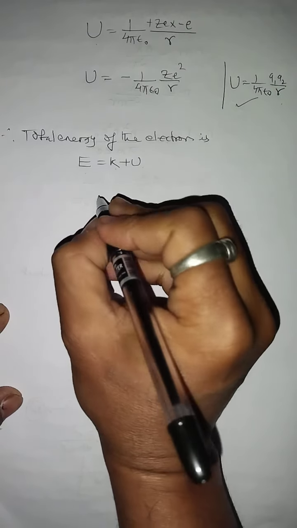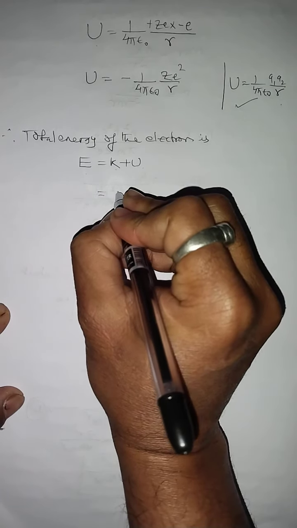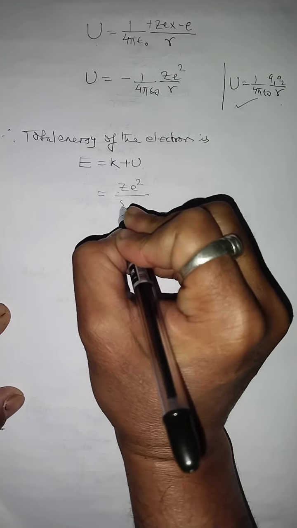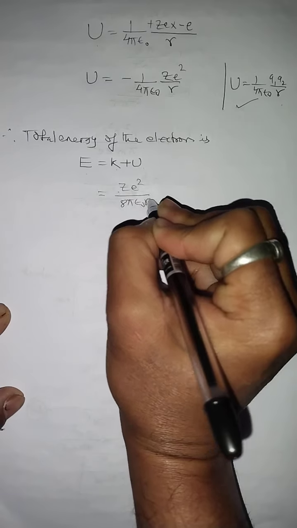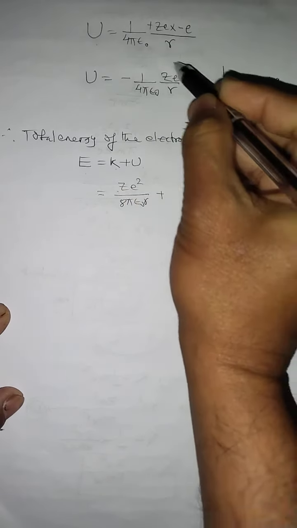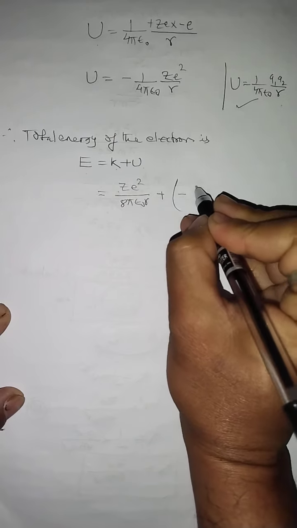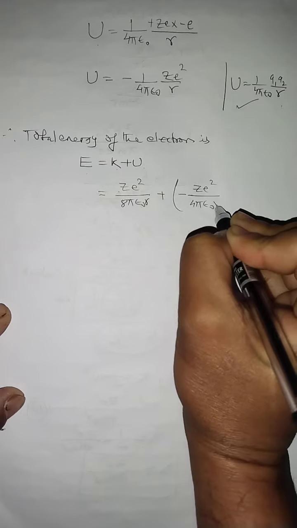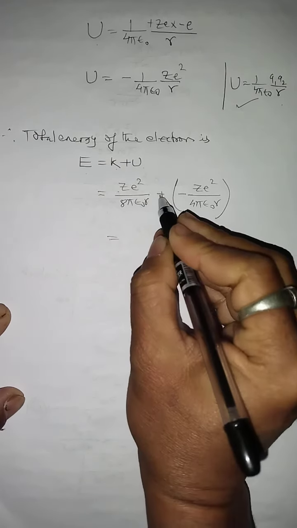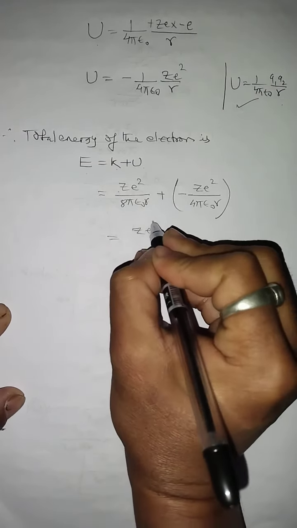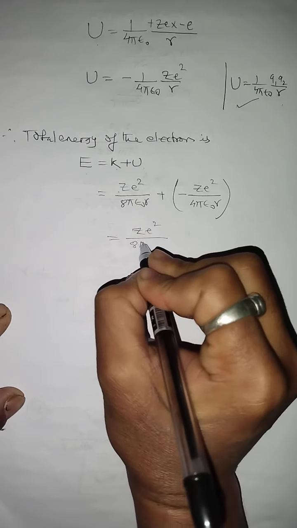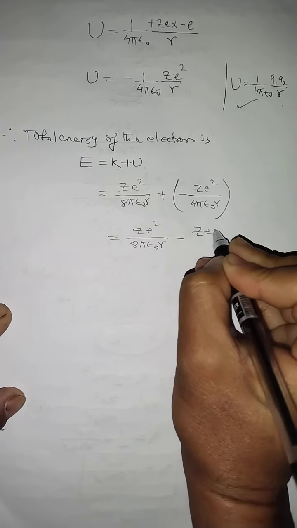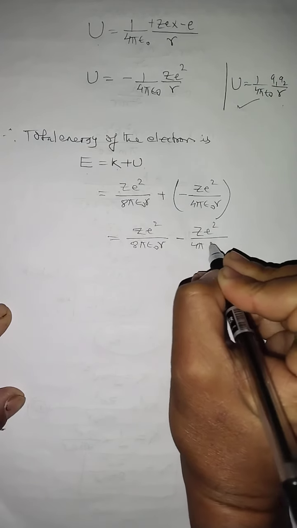We know what the kinetic energy is, that we have already calculated. The total kinetic energy is Z E square by 8 pi epsilon naught R. We have already calculated this one. Plus your potential energy means this one, so with sign I write minus Z E square by 4 pi epsilon naught R. So let me multiply. Plus into minus is minus. So it is Z E square by 8 pi epsilon naught R, and plus into minus is minus, so this will be Z E square by 4 pi epsilon naught R.